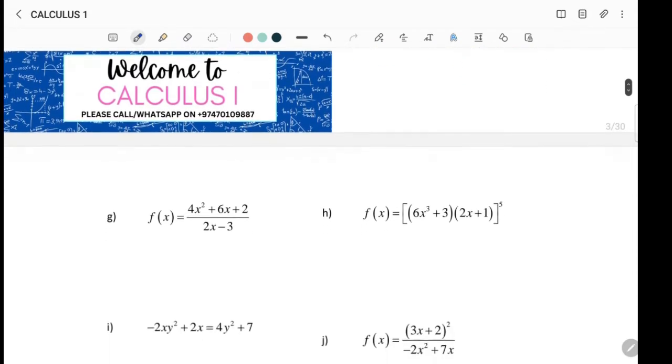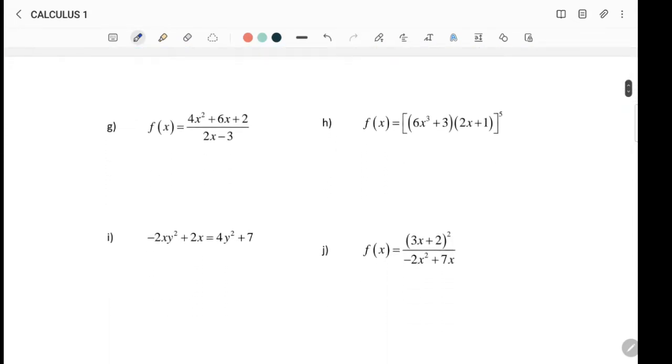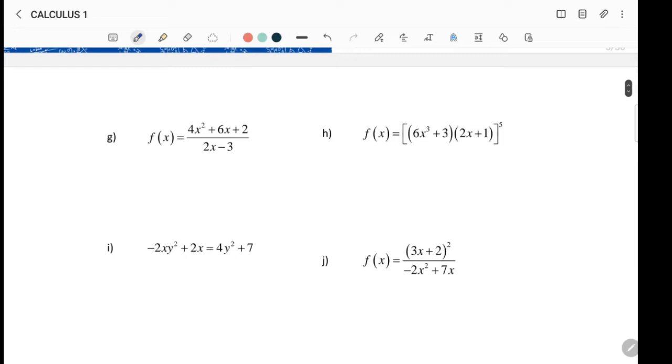Okay, now move to g part. Again here guys, we have to apply a quotient rule.